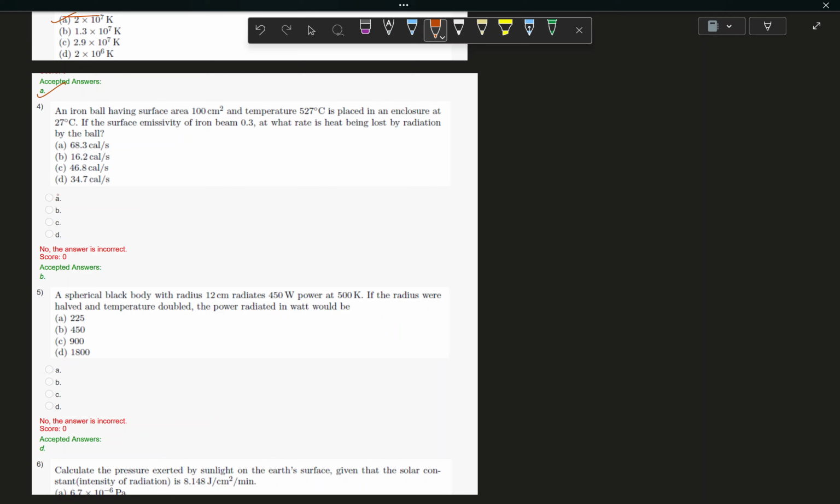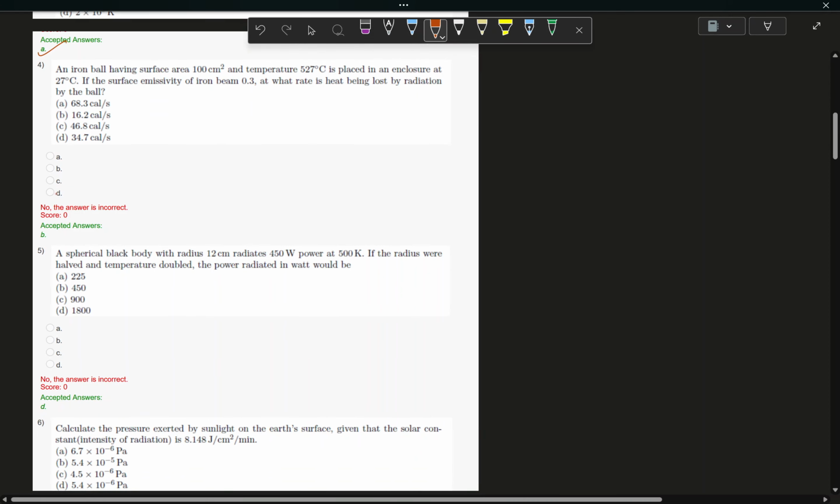An iron ball is having a surface area of 100 centimeter square and a temperature of 527 degrees centigrade, and it is placed in an enclosure at 27 degrees centigrade. If the surface emissivity of the iron ball is 0.3, at which rate is heat being lost by radiation by the ball?